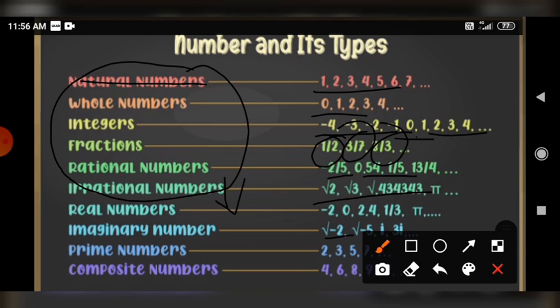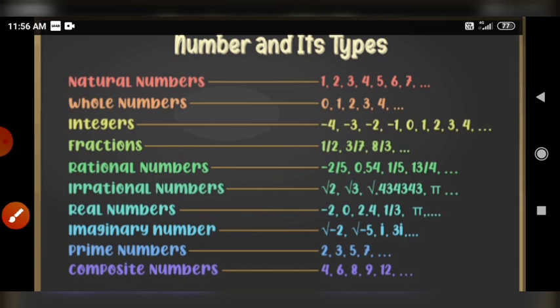Prime number. What is a prime number? A prime number is a number only divisible by 1 and itself. Composite numbers: more than 2 factors is called a composite number. Even number means it ends with 0, 2, 4, 6, 8, and odd number means it ends with 1, 3, 5, 7 or 9. These are all the numbers and their types.